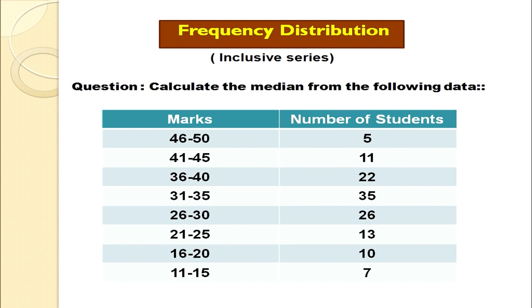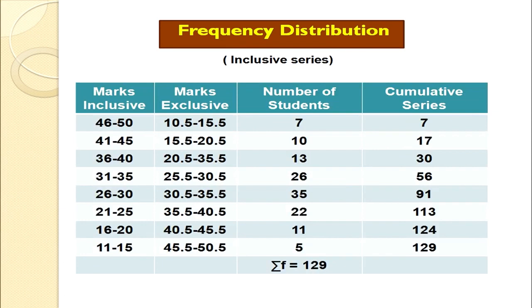In this particular case, I have taken a question of inclusive series. The marks have been given as 46 to 50, 41 to 45, 36 to 40, 31 to 35, 26 to 30, 21 to 25, 16 to 20 and 11 to 15. So, here the marks is such that it is making an inclusive series. Now, the first step we need to see that data is arranged in ascending order. And the second step is that we need to convert this inclusive series into exclusive. How we are going to do?